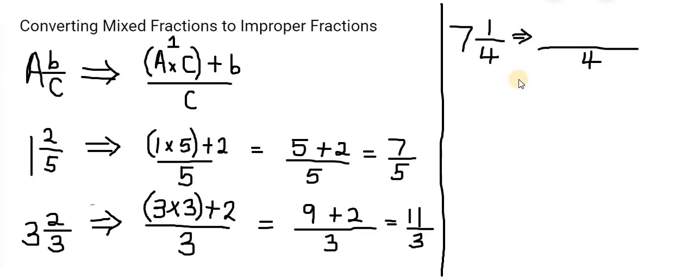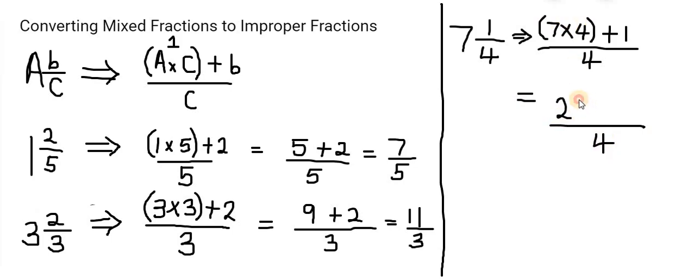How do I get the top number? The first thing I do, I multiply the whole number and the bottom number. So 7 times 4. And then after that, I add the top number of the proper fraction, 1. And so that follows. The bottom number is 4. That doesn't change. 7 times 4 is 28. Plus 1, we end up with 29 over 4. Okay? That's converting mixed fractions to improper fractions.